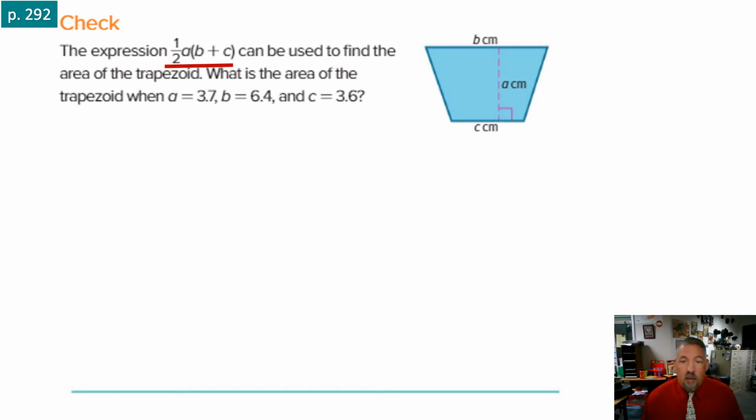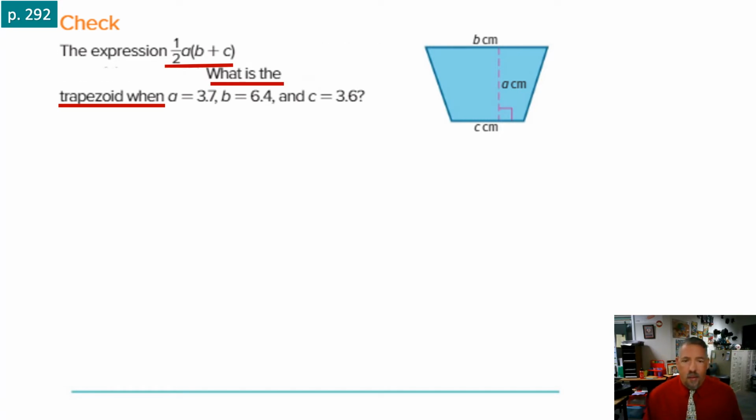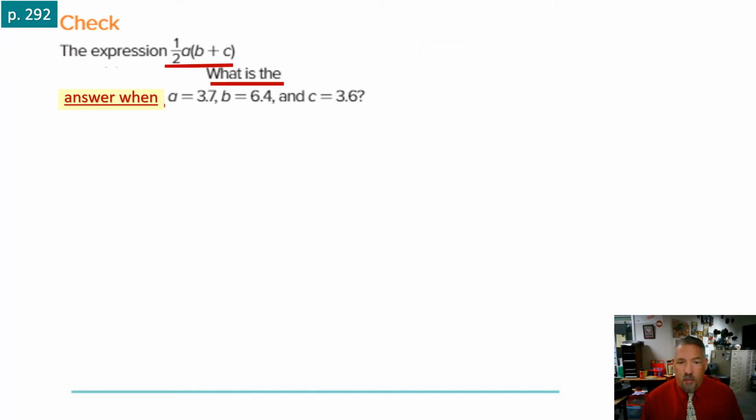Well, once again, I know I'm going to use a formula, and it says I want to find the area of the trapezoid, but if I ignore all the stuff that gets confusing, all it's asking me is what is the answer when I have that algebraic expression and I know the values of my variables. I don't even need to know the shape for right now.